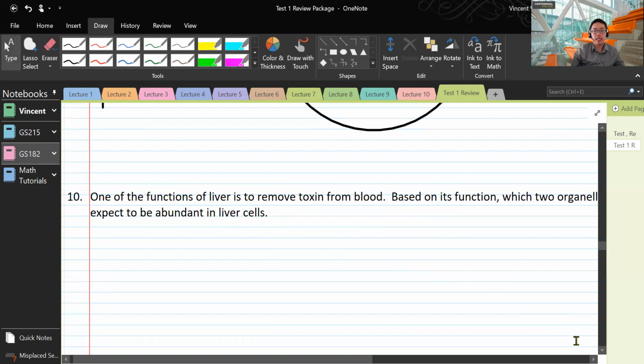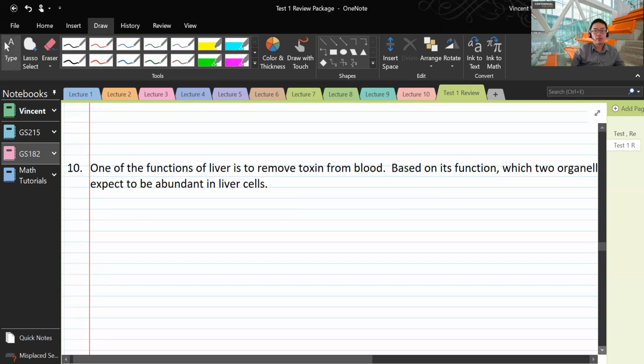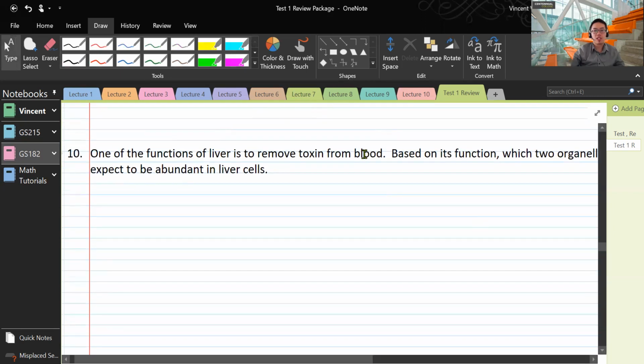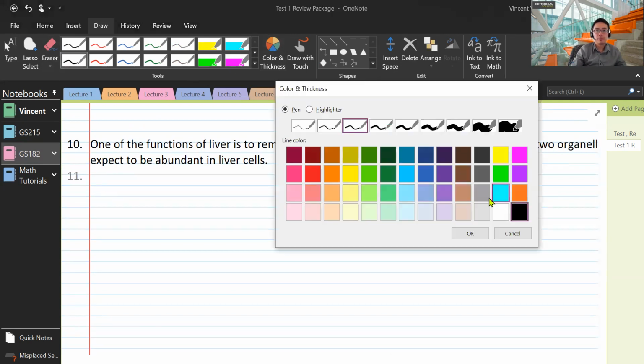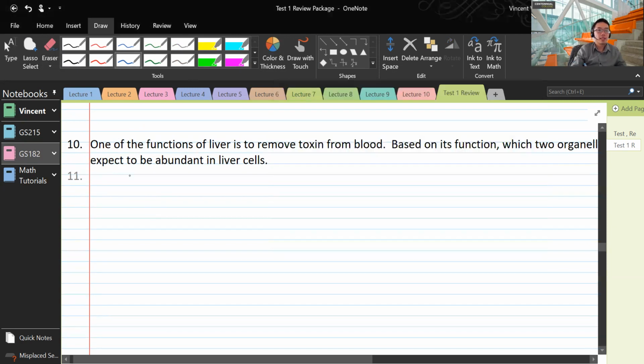Next one, number 10. One of the functions of liver is to remove toxin from blood. You must have seen this question a couple times already by now. So let's just go through it. Which two organelles are expected to be abundant in liver cells? Help me out here. What is abundant? Anyone? SER, that is correct. The smooth endoplasmic reticulum.